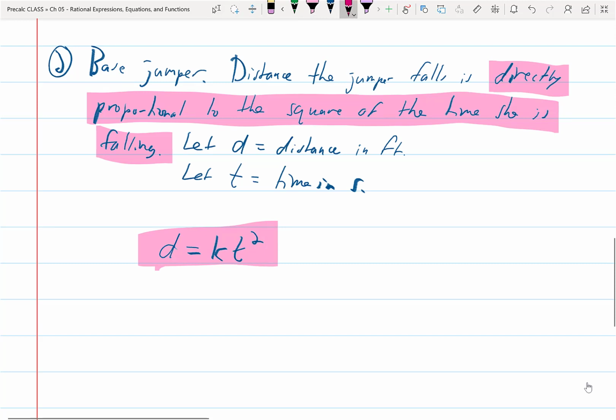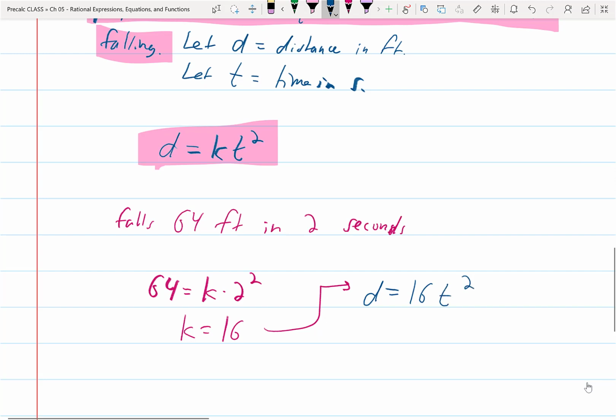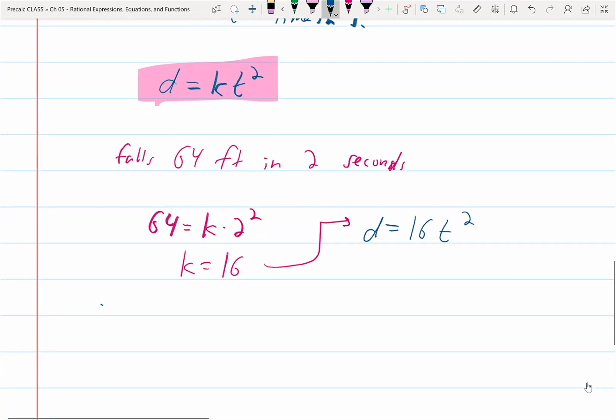Now, given that, let's start with some more information. Let's say that the jumper falls 64 feet in 2 seconds. So that means 64 is equal to k times 2 squared, which would be 64 divided by 4, or k would be 16. So then I'm going to take that and put it back into the original and make it d is equal to 16 times t squared. Now I can answer some questions about this.